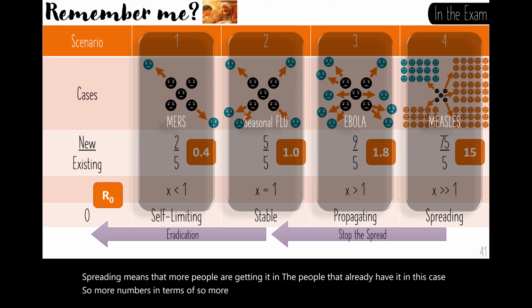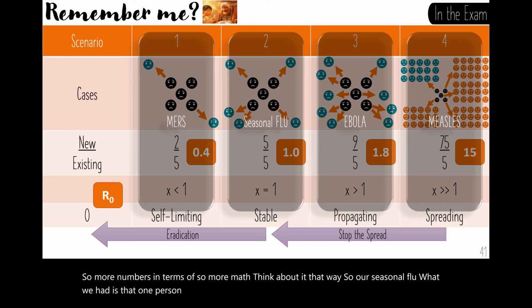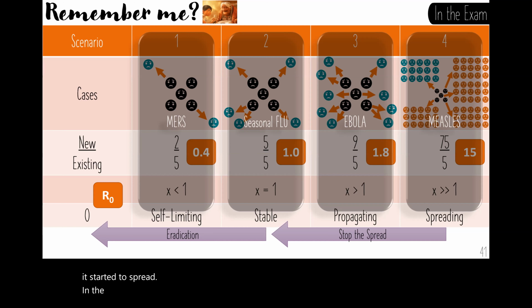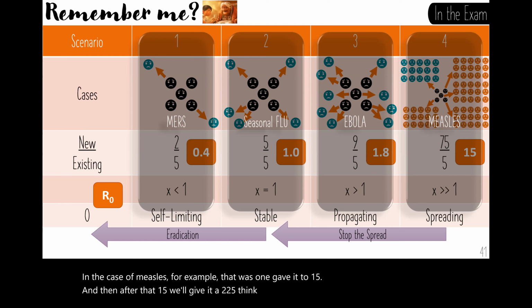Like our seasonal flu, one person gave it to another person, and the numbers were stable. But here in the Ebola and measles cases, 1 is giving it to 2, 2 giving it to 4, 4 giving it to 8, so it's starting to spread. In the case of measles, 1 gave it to 15, and then those 15 will give it to 225. Think about it that way. The numbers spread out significantly faster.